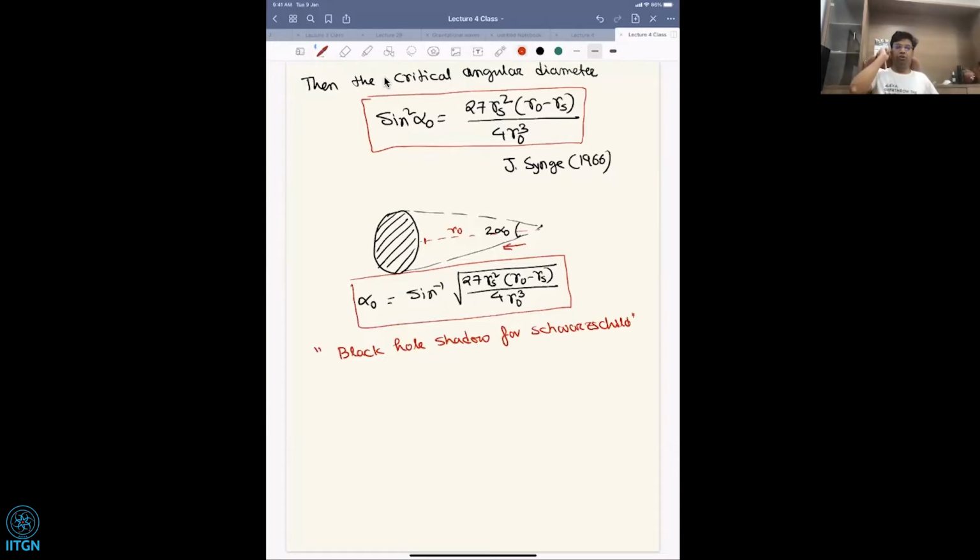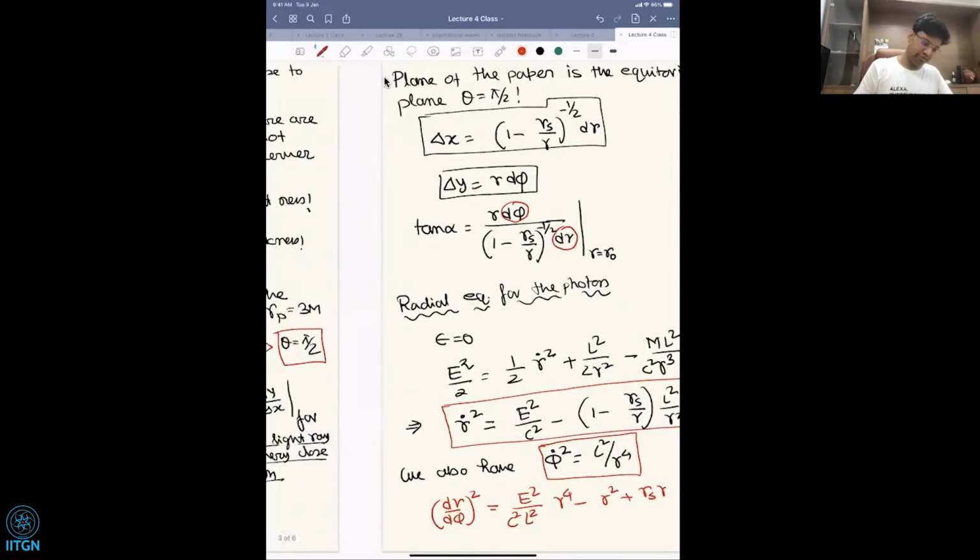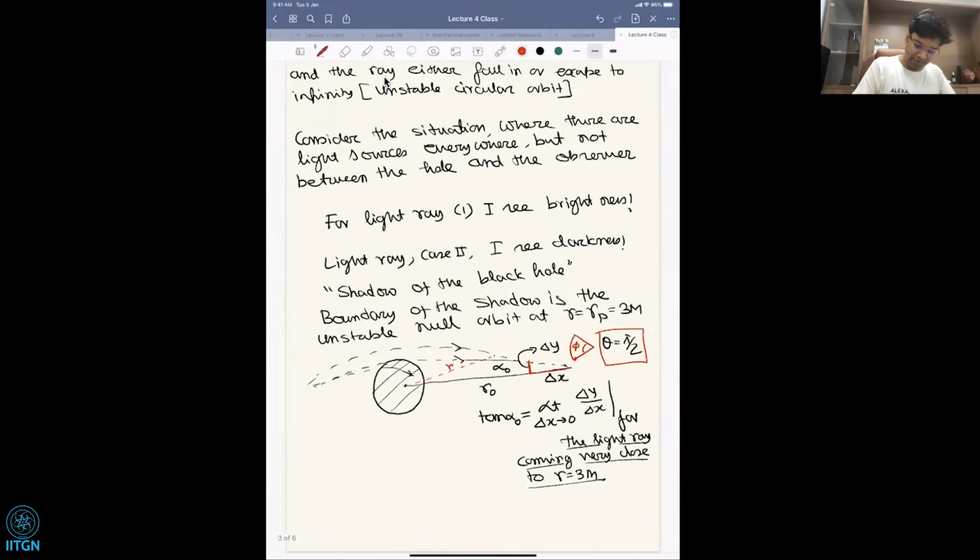Okay, if there is no more question, please look at the delta x. If you move along this delta x, it's only r which is changing. The phi remains constant. Phi is this direction. If you move along this direction, r remains constant, only phi is changing. So delta x is related to delta r, and delta y is related to delta phi. Delta y is r delta phi.